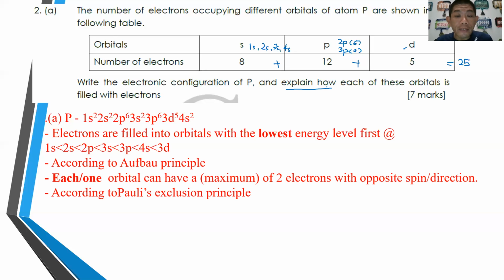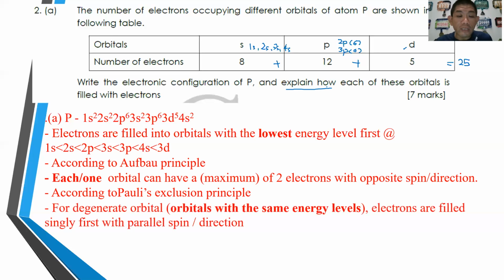And then last but not least, you also have to explain that in the degenerate orbitals, 2p and 3p. Okay, if possible, you try your best to mention which orbitals have 3 degenerate orbitals. So also mention 2p and 3p, and also 3d, for example. Okay. So electrons are filled singly with parallel spin before pairing.